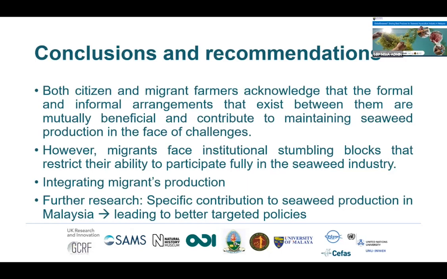Further research could quantify more accurately the migrant contributions to seaweed production in Malaysia, leading to better targeted policy that will help the government of Malaysia achieve its goal of a more sustainable, resilient and productive seaweed industry.